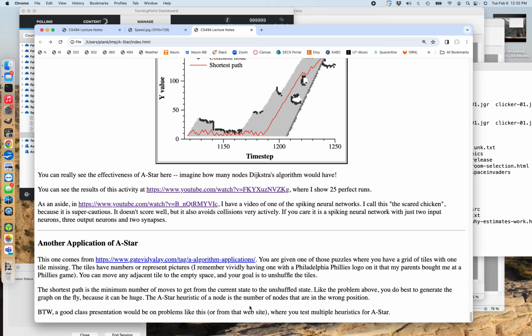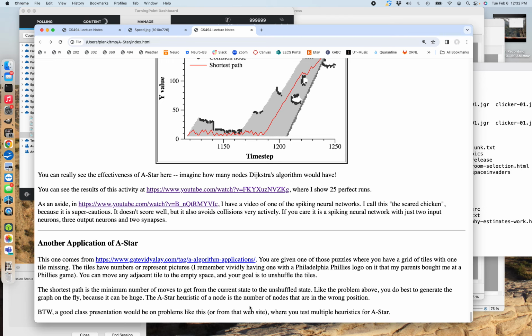This link, and actually this link wouldn't be a bad choice of JGraph examples, because you could animate or show the state of A star with all this. Anyway, I call this the Philadelphia Phillies puzzle.